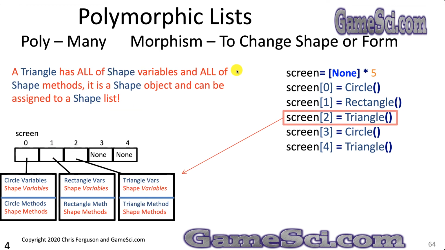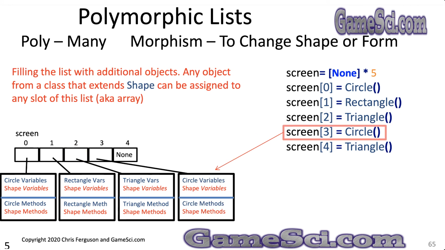A triangle has all of shape's variables and all of shape's methods. It's a shape object and can be assigned to a shape list. Shape square bracket 2 says go to reference index 2 and assign a triangle object to that, and there's our triangle object, and it is in reference 2 of our list. This is a polymorphic list.